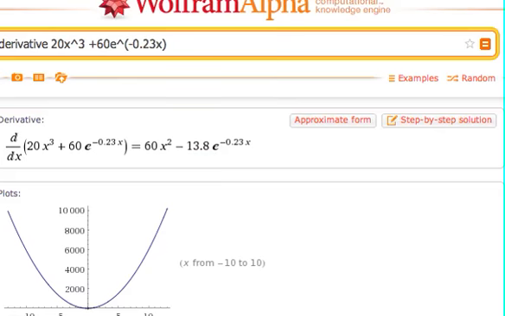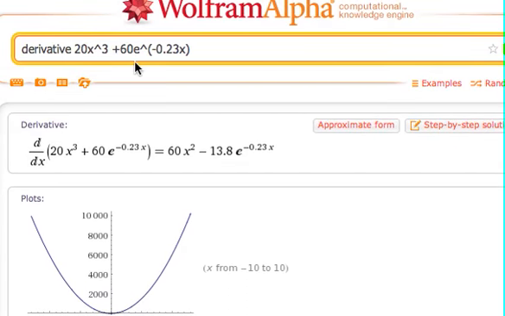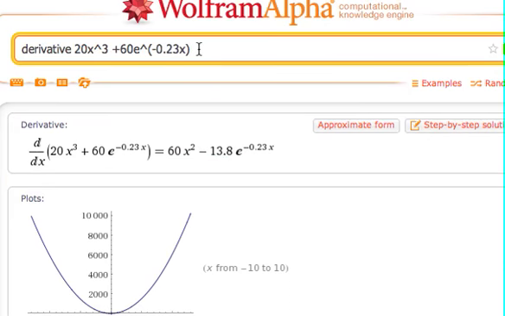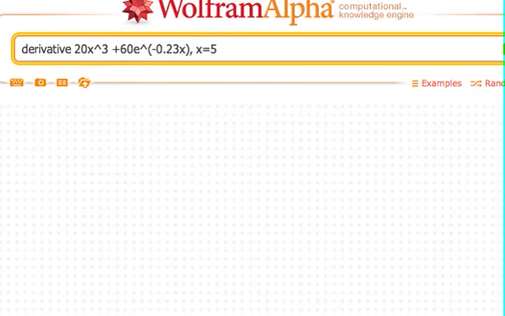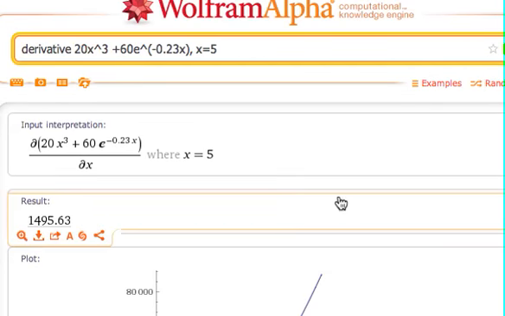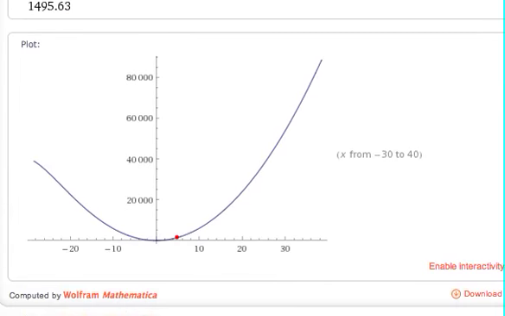There's where I've typed in derivative of 20x cubed plus 60e, the whole function there. And we get an answer of 60x squared minus, it combined the numbers together, the same answer I got by hand, just that easily by typing this into a free version of Wolfram Alpha. If I want to know the value at 5, I put a comma, x equals 5. And it will evaluate that derivative at x equals 5, and it gives me a numerical answer. Handily enough, it also gives me a graph of what the function looks like, and it puts the spot 5 on there for you to see.